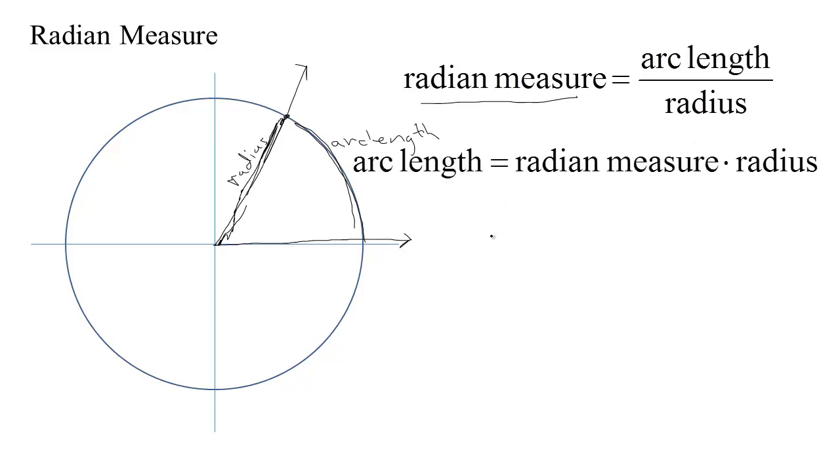Here's another useful thing about radian measure, a property that degree measure doesn't have. If you know the radian measure and you know the radius, then you can calculate the arc length pretty quickly. You just multiply the radian measure times the radius. If you have the degree measure and multiply by the radius, you get something more meaningless. But this is a handy thing, right?